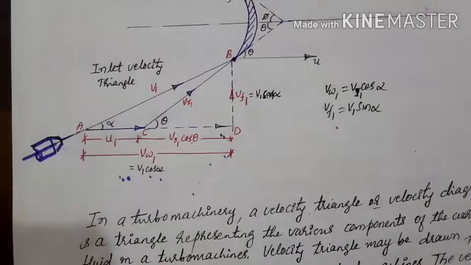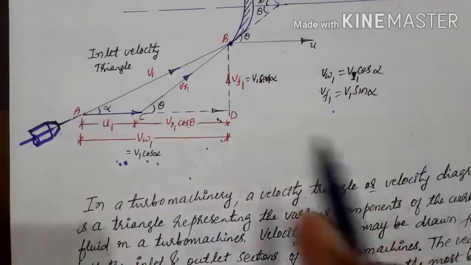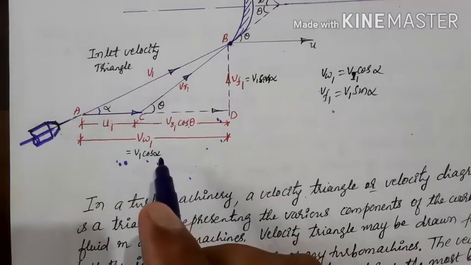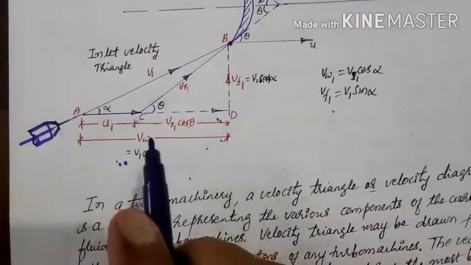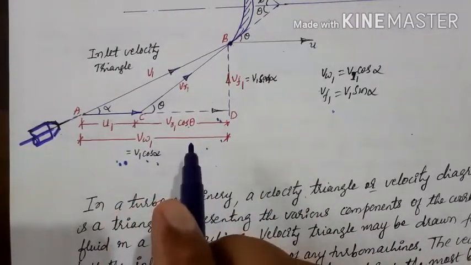Then we see how to draw the inlet velocity triangle, which will have various components, and from the inlet velocity triangle finally we have to calculate the force exerted by the jet on the vane as well as the work done by the jet.